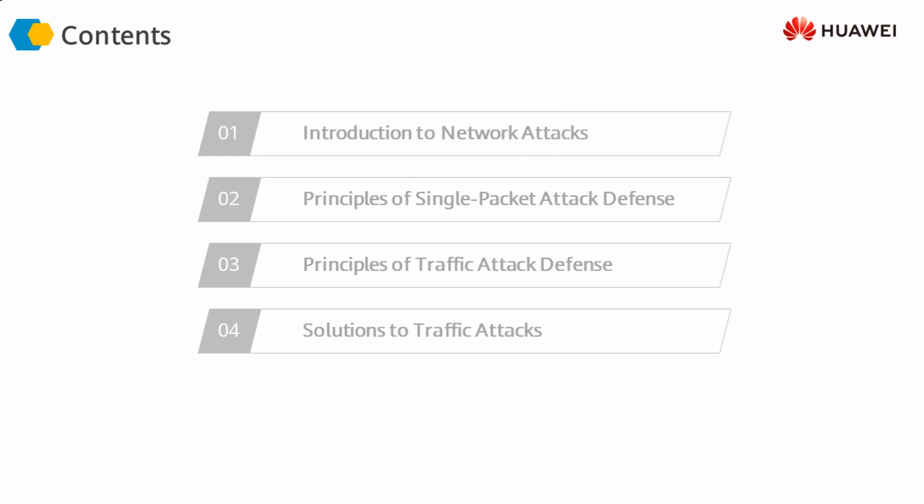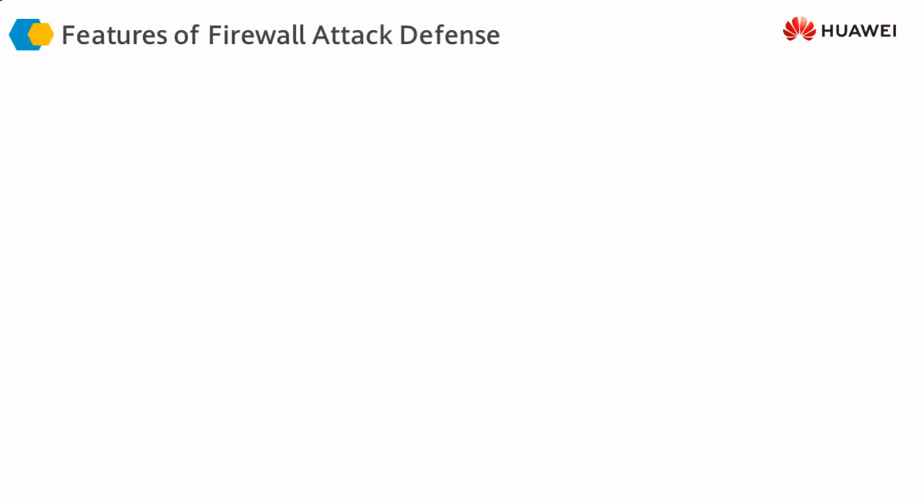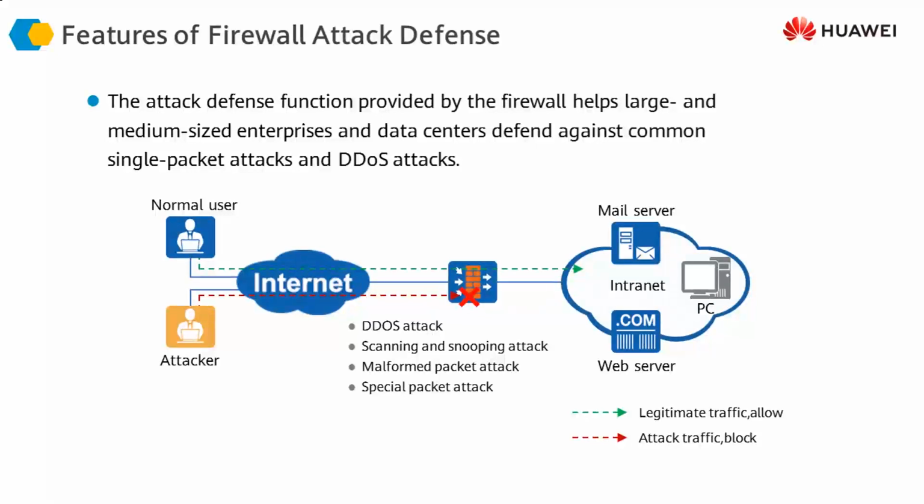And finally, let's take a look at the firewall's features to act as an anti-DDoS device. We know that firewall can do a lot of things. Huawei's firewall is a very versatile device. It can not only perform normal firewall operations, but it can also protect us against single packet attacks and DDoS attacks, whereby the normal traffic will be allowed to go through. However, if an attacker is trying to send single packet attack traffic or DDoS attack traffic to the intranet, to our infrastructure, the firewall is going to block this traffic.